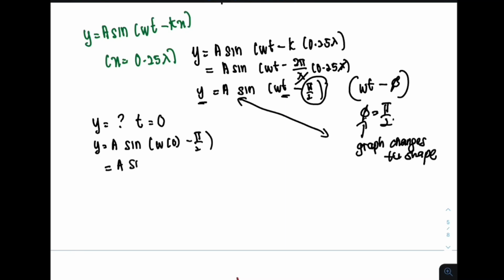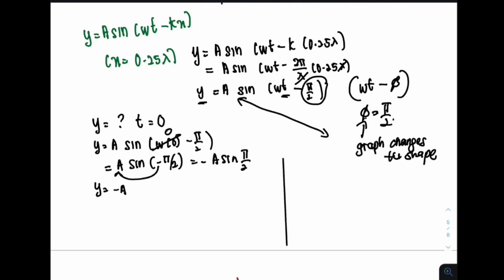So, saya akan dapat A sin 0 minus pi over 2. Minus ni saya akan bawa ke depan. I will end up with negative A sin pi over 2. Sin pi over 2 is equals to 1 bila tekan calculator. Therefore, my y is equals to negative A. So, at t is equals to 0, my y is equals to negative A. So, sekarang I can start my sketching.